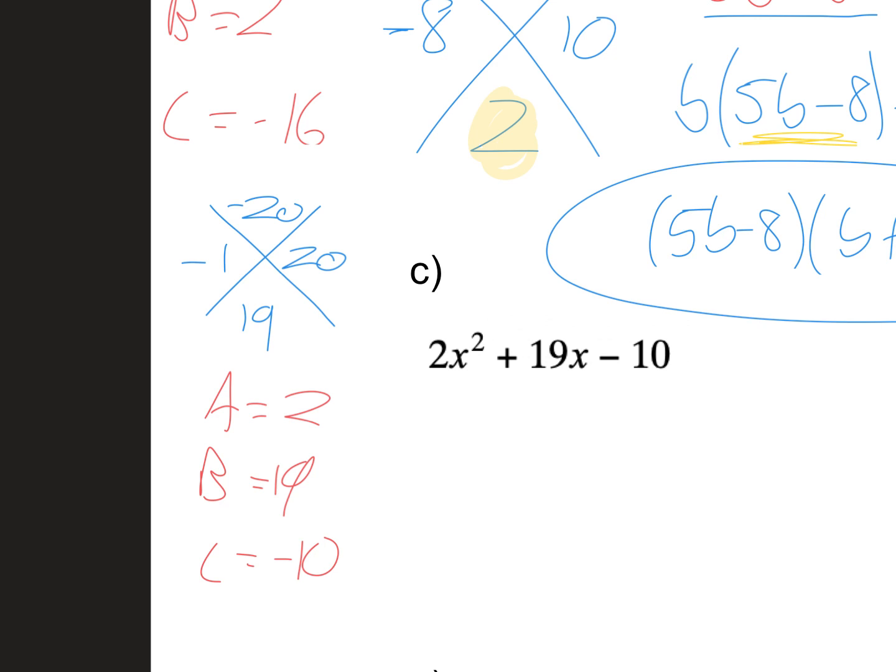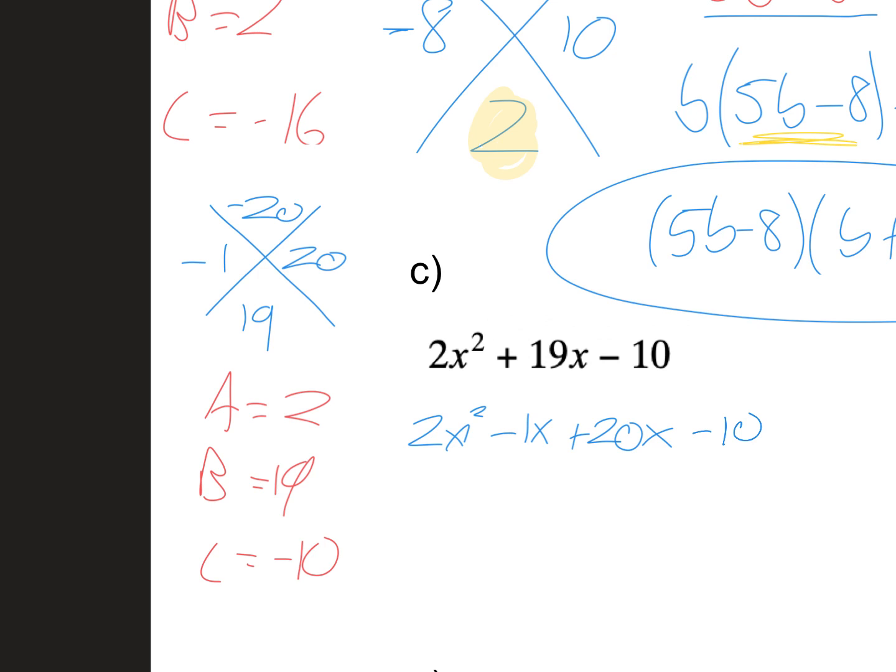So now that we have that, we can rewrite our equation as 2x squared. And then I need to use my two factors. So we will have minus 1x plus 20x. And then that takes care of the 19x, and then we just have minus 10.